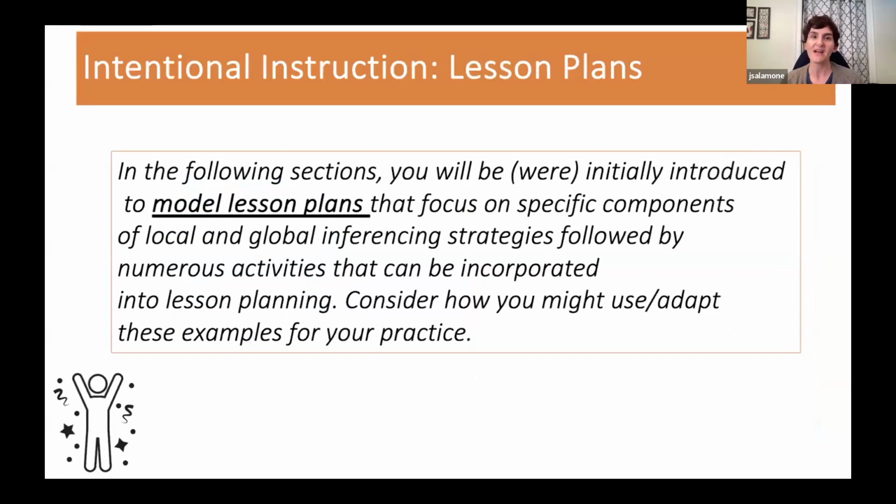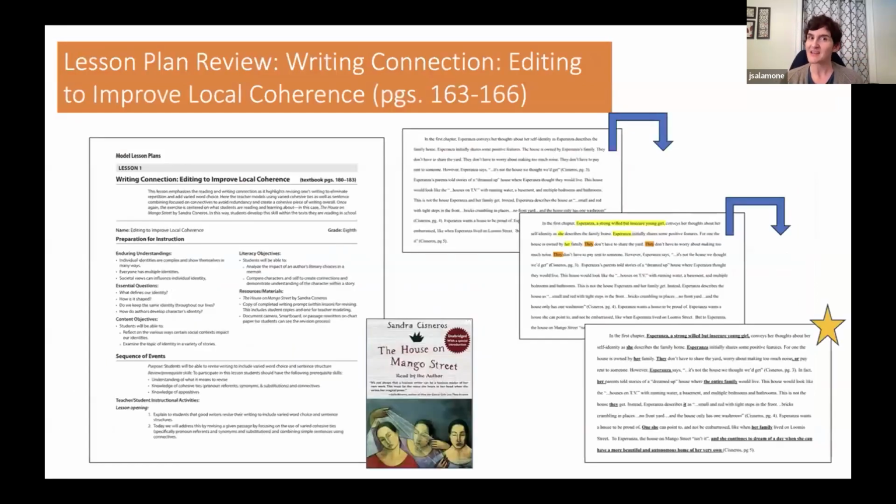All right, so we're going to hop into the model lesson plans. We're going to look at two, one that touches on local inferencing, and it does make that writing connection, which we've been talking about. And then the second, which is global inferencing. So as we go through them, give them a thought as to how they might align to your own practices. All right, so this is actually one of my favorite lessons, I think, in the activity book.